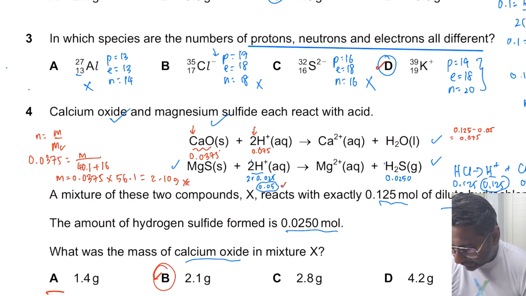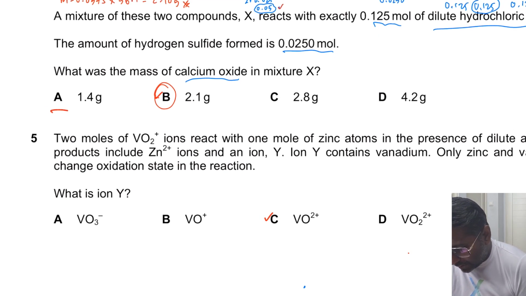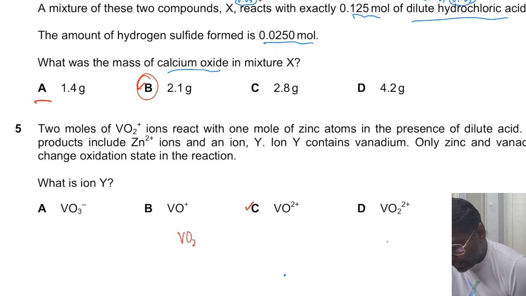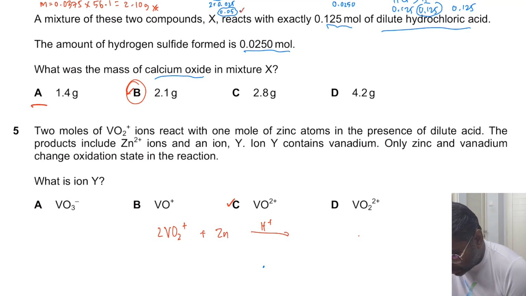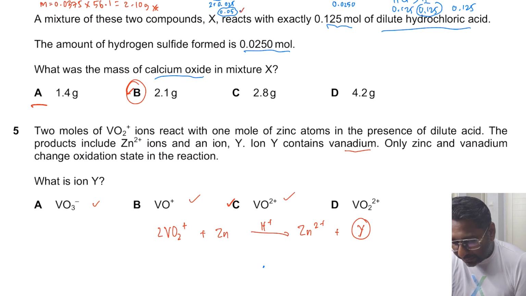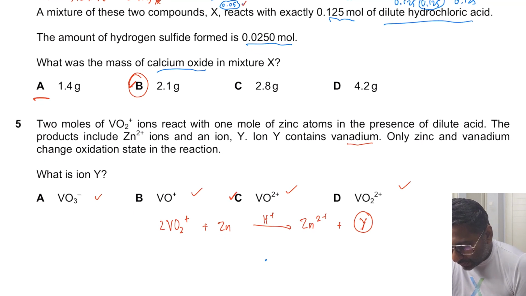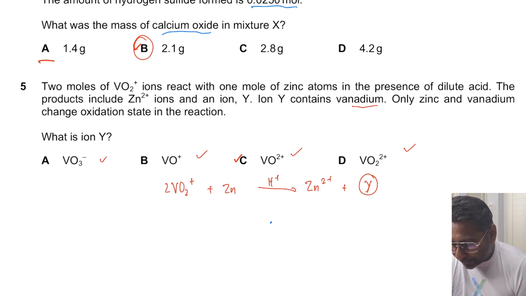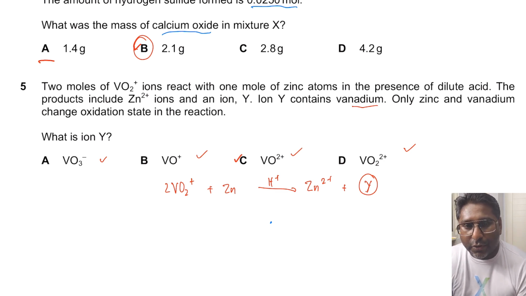Now next, you have 2 moles of VO2 plus reacting with 1 mole of zinc atom in the presence of dilute acid. So I'll just put in the presence of H plus, you can put it in the equation or not, doesn't matter. The product includes zinc 2 plus and Y, and this Y can be something that contains vanadium, so basically it can be any of these three. They say only zinc and vanadium change oxidation state in this reaction, so it means H plus does not change any oxidation state, so we'll just leave it over there. Now we have to use this concept of balancing equations using oxidation number.